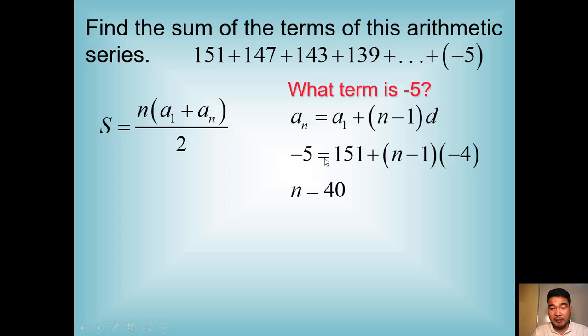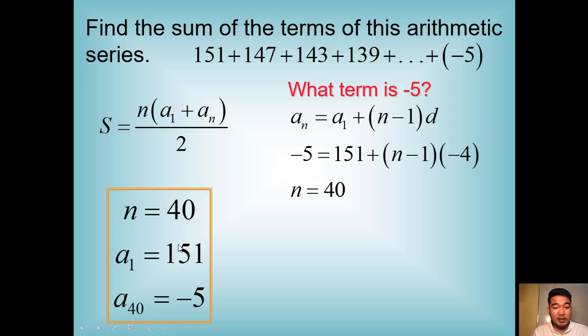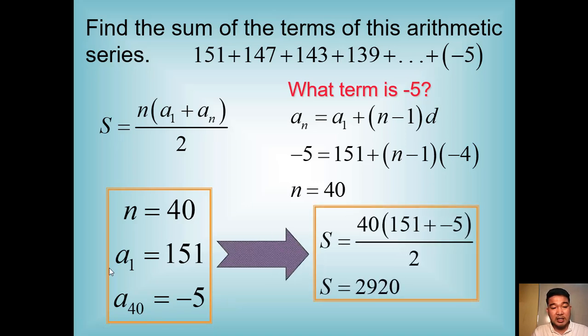And then simplifying it further by doing some algebraic manipulation in this equation, you will get an answer of n equals 40. So now, we already have n equals 40. So we can now proceed to solving S. So n equals 40, a sub 1 is 151, a sub 40 is equal to negative 5. So using the formula, S equals 40 times 151 plus negative 5 all over 2. And by simplifying this, you will get 2,920. So the sum of the terms of this arithmetic series is 2,920.